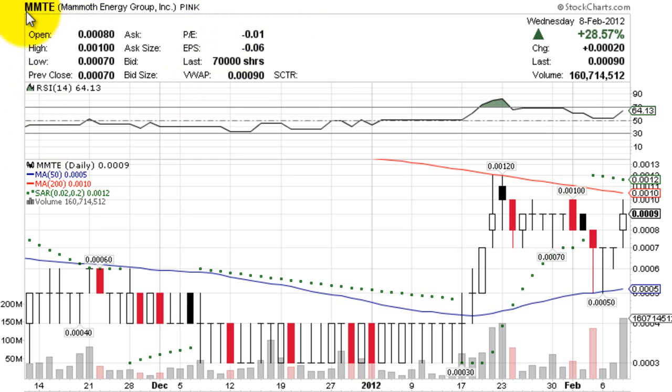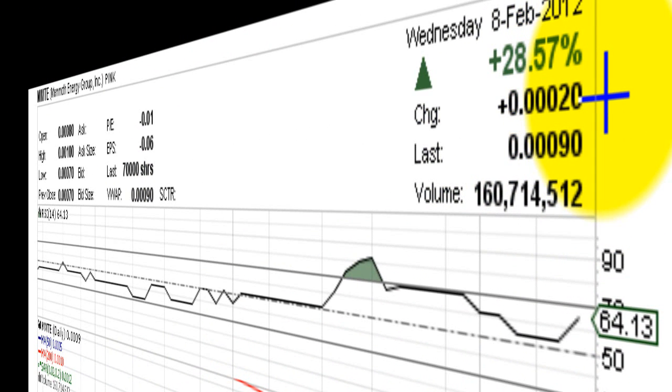So I'm going to go ahead and start off with the basics here. We closed up today 28.57% on the last of .0009 on a volume of 160,714,512. This was one of the highest volume days in at least the last 6 months, and I'll be able to point that out a little bit more here on the weekly 2-year chart.